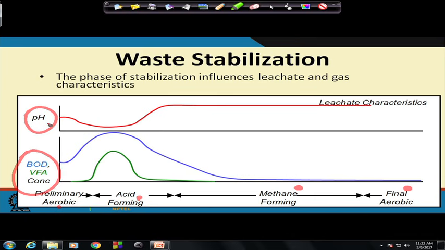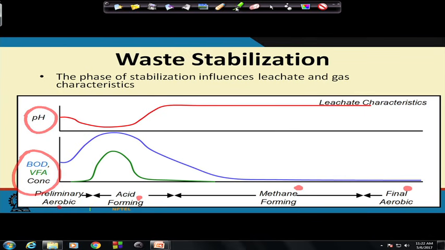Initially, since the acids are being formed, remember we talked about how the organics will start degrading, high molecular organic compounds to small molecular organic compounds, and finally to a lot of VFA-like acids being formed. As the acids are being formed, that means what? Acid means there will be H plus ion there, isn't it? So H plus ion means low pH. Acidic pH is less than 7. So more H plus ion, lower the pH. That's why you start seeing a dip in pH over here, because of the acids being formed.